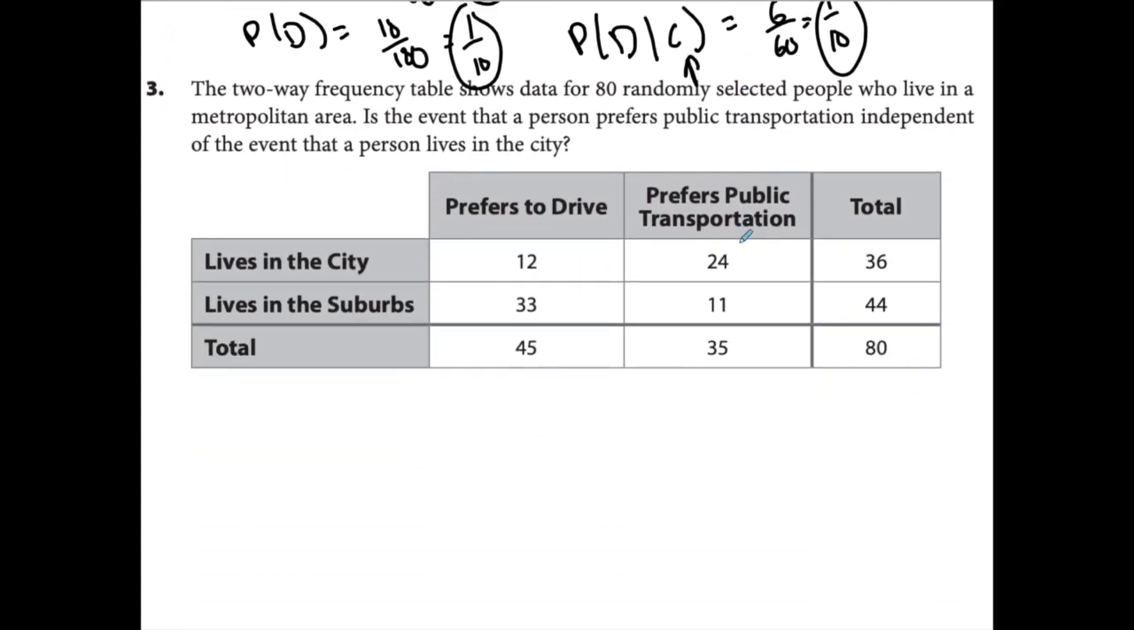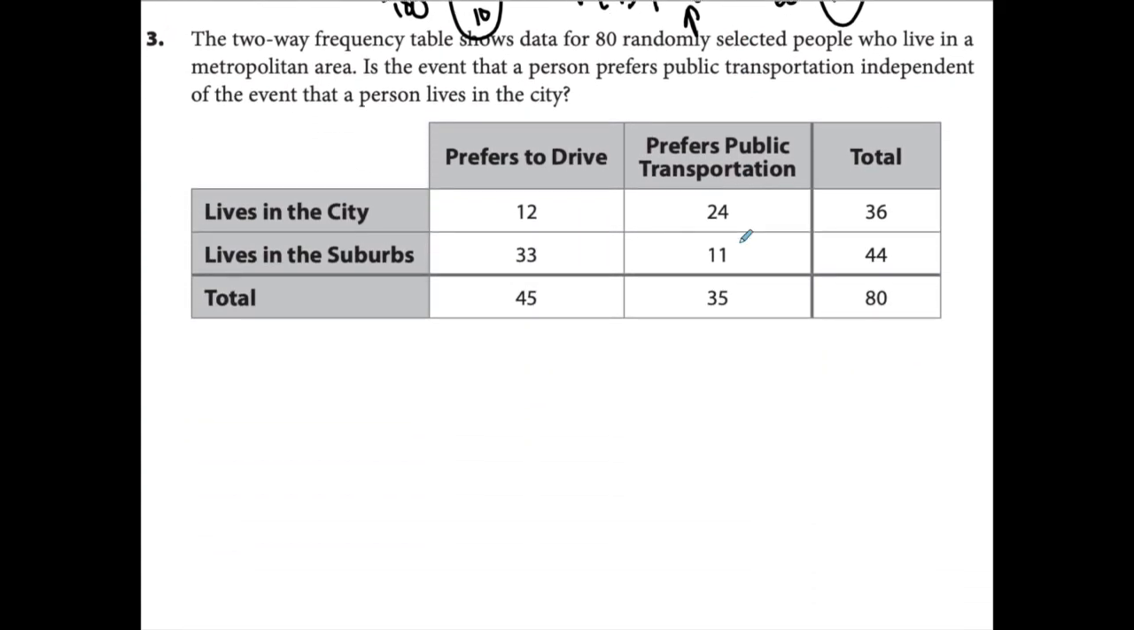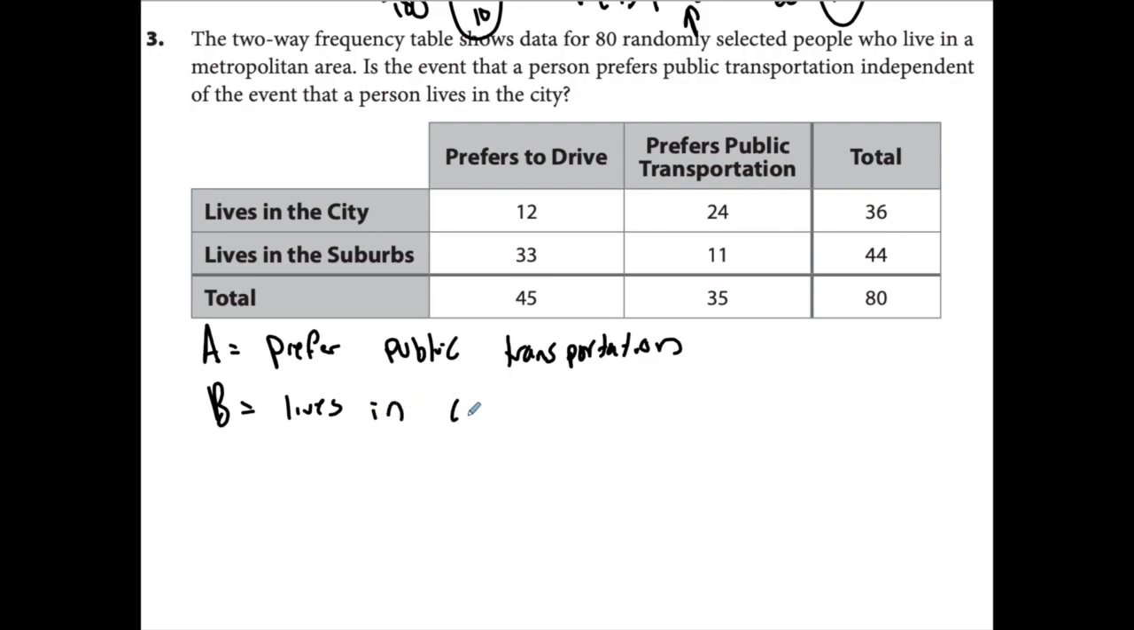Okay. Lastly, this two-way frequency table shows data for 80 randomly selected people who live in a metropolitan area. Is the event that a person prefers public transportation independent of the event that a person lives in the city? So again, let's define our events. Let's let A be equal to prefer public transportation, and B is lives in the city.